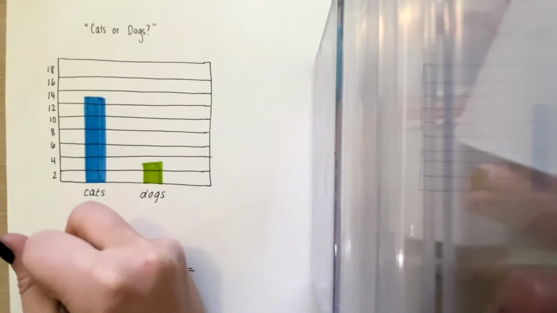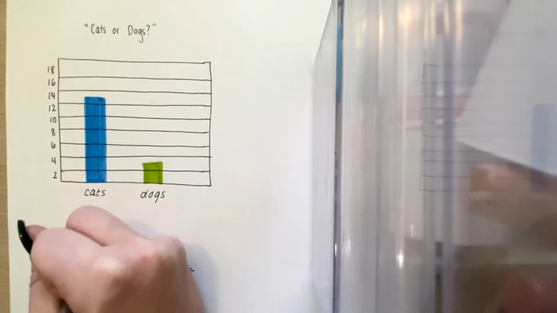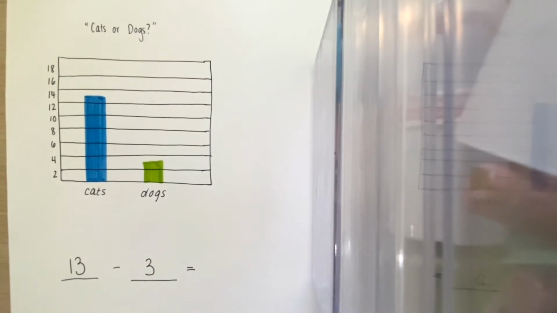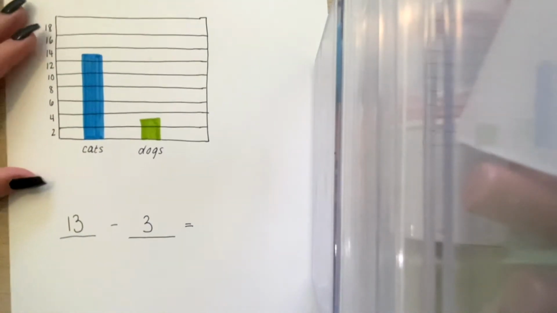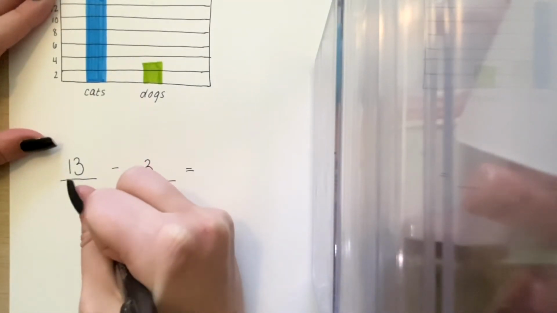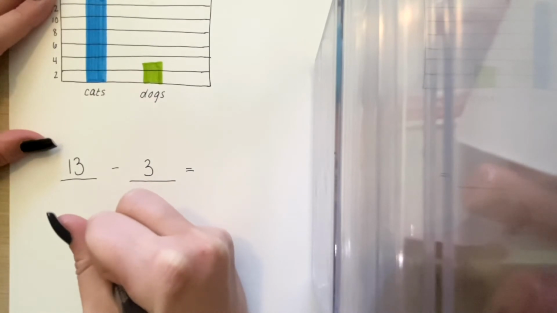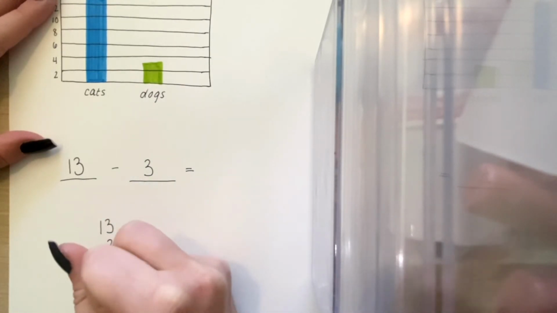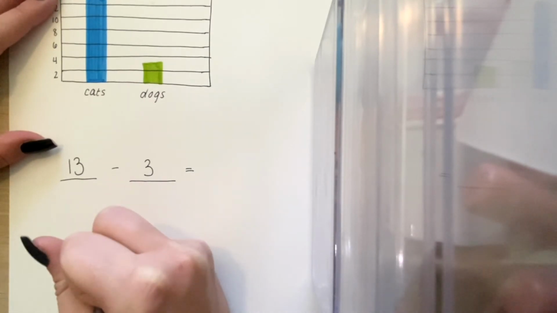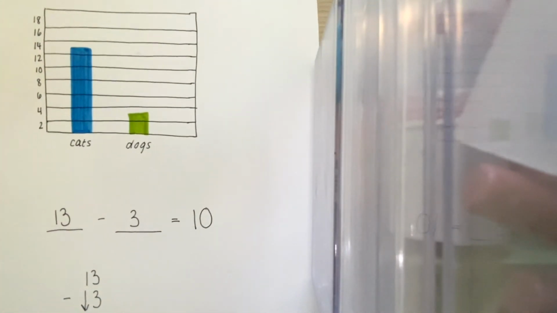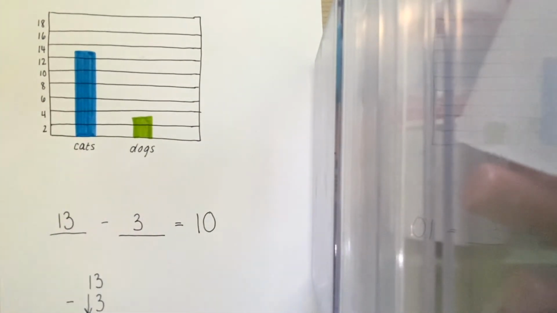If we have 13 cats and 3 dogs, 13 minus 3, let's try this equation in a different way. We're going to say 13 minus 3. 3 minus 3 is 0. Bring the 1 down, 10. Therefore, 10 fewer students voted for dogs than cats.